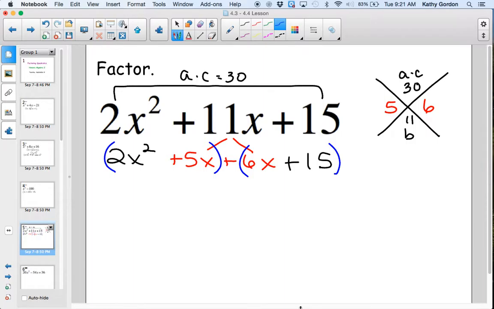Just factor from each group. So what can I factor from 2x squared and 5x? And x. So x is going to come out in front, and what are we going to have left in the middle?